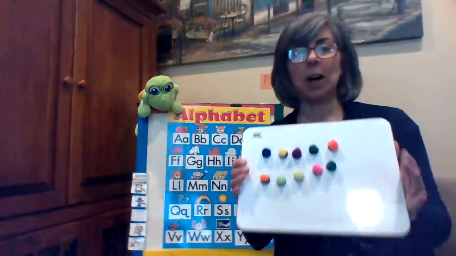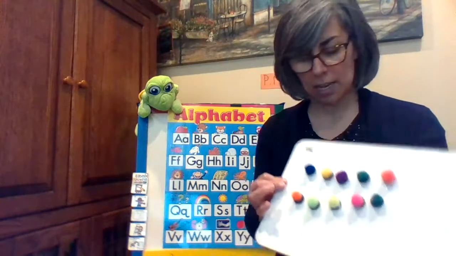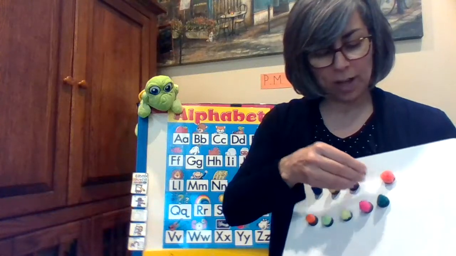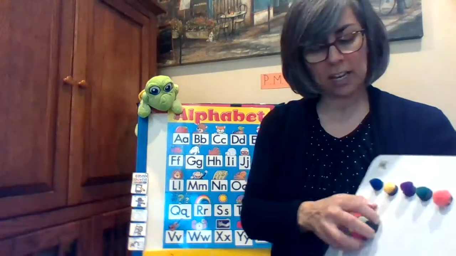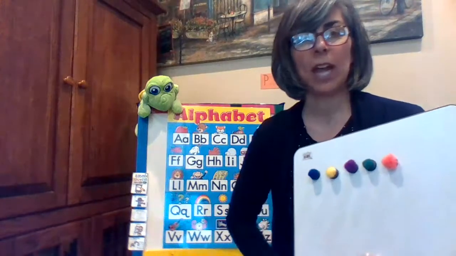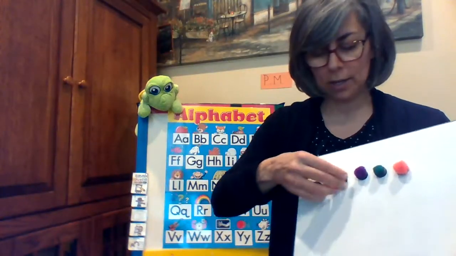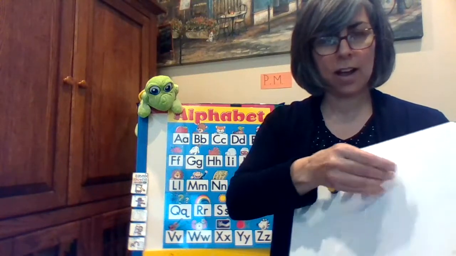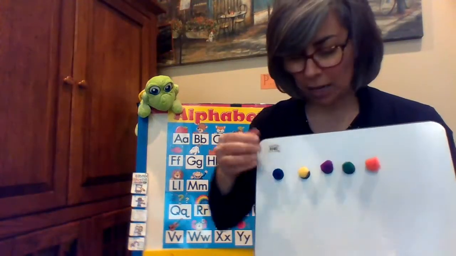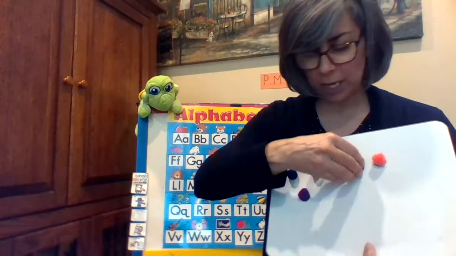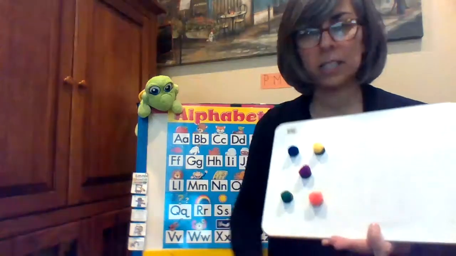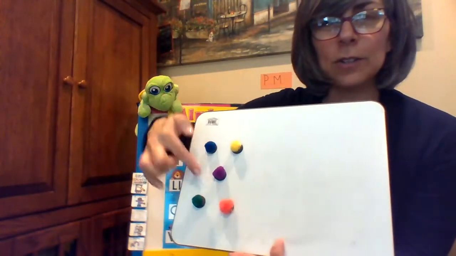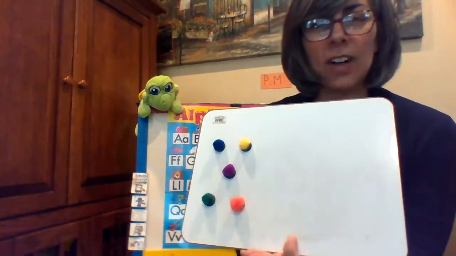Now we're going to look at some objects. I have 10 colorful balls, and each one represents one. First, let's just take half of them away and see how many we have. 1, 2, 3, 4, 5. Does it matter how I arrange them? What if I arrange them like this? Is it still the same number? Yes, it is. 1, 2, 3, 4, 5.